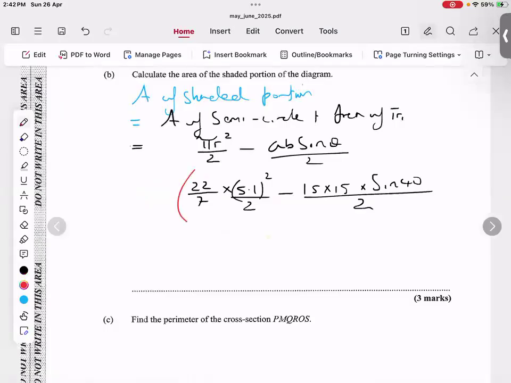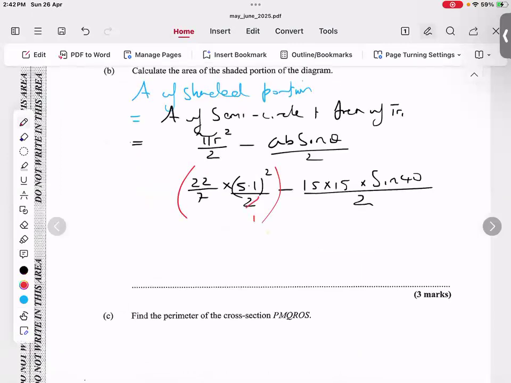All right, so now we can go ahead and work out all of this one time. You can go ahead and cancel the 2 into itself, but that's a waste of time. Just go ahead and multiply. Just say 22 divided by 7 times 5.1 times 5.1 divided by 2. Handle it one time.